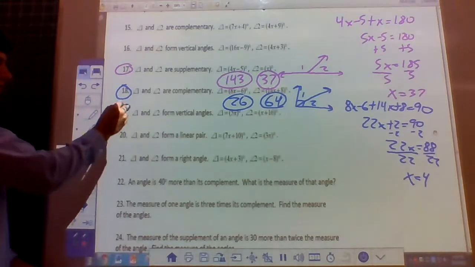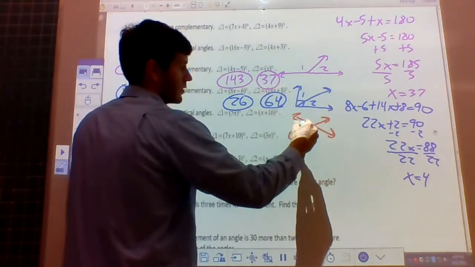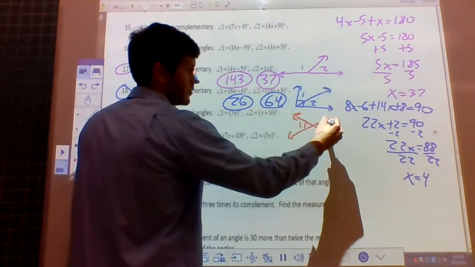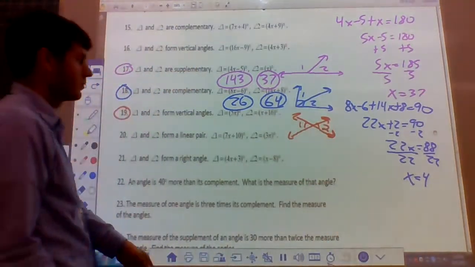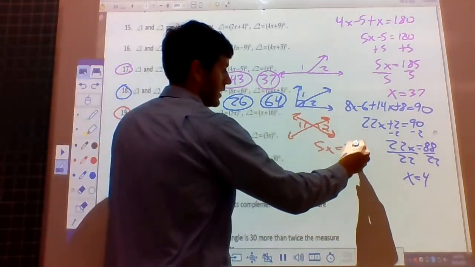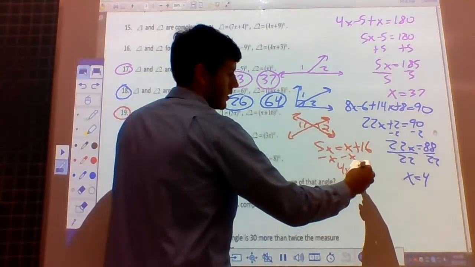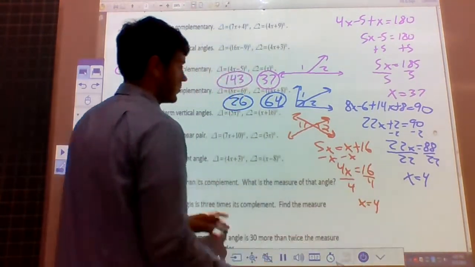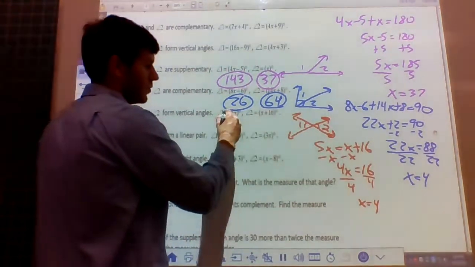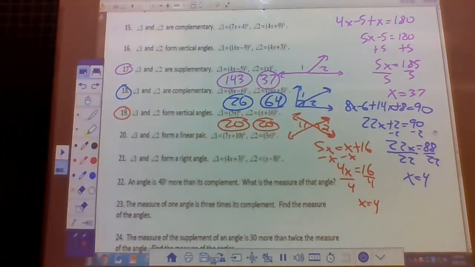Here we have vertical angles. So we know vertical angles are congruent. So we know 5x is going to equal x plus 16. We can subtract x and then divide by 4. We get x equals 4. We substitute it back in. That's going to be 20. That's going to be 20. We know we're right because 20 equals 20. Let's do 21 and 20, 20 and 21.